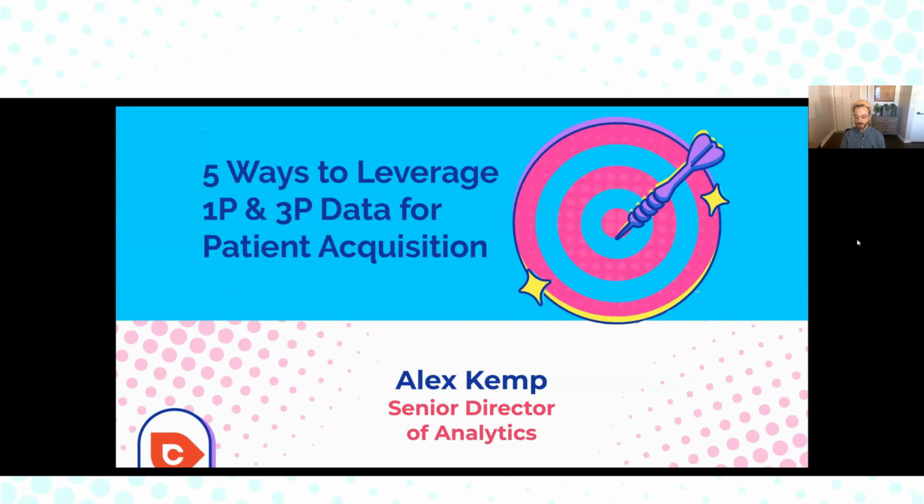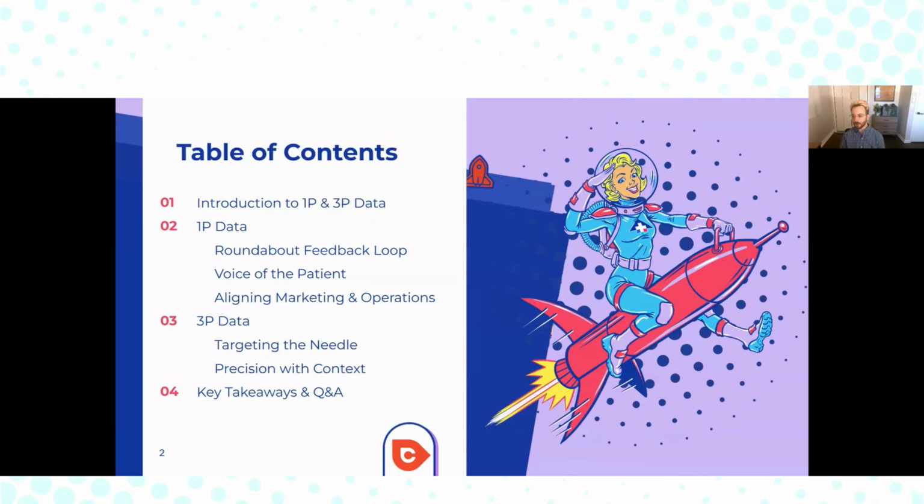But with all that said, let's go ahead and get into the agenda to see what we're going to be talking about today. So first off, we're going to just talk about an introduction to first-party and third-party data. What do we mean by first-party and third-party, and how can it play a part in your marketing program? Then we'll get into first-party specifically and go through 3 specific ways of using first-party data to acquire new patients. And then we'll get into third-party data, where we'll cover 2 specific ways of using third-party data to acquire new patients. And then finally, we'll wrap it up with some key takeaways, as well as a Q&A. So we'll have about 5 to 10 minutes there at the end.